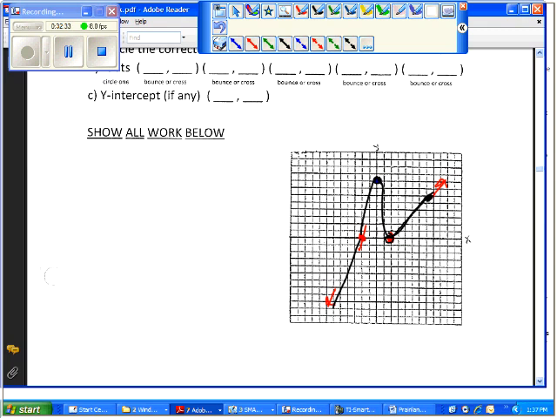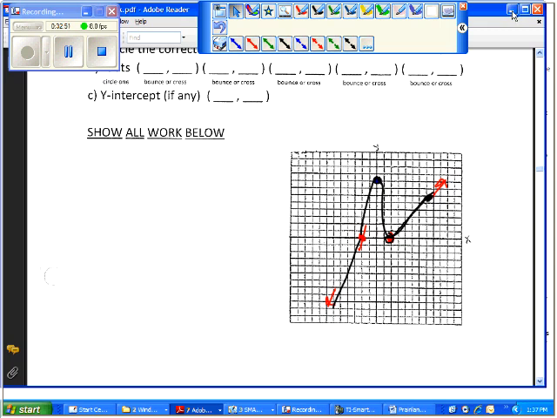So that gives us a general idea of what the graph of that cubic is going to look like. Okay? Any questions on that? These are cool problems, aren't they? Isn't this neat? We're graphing all kinds of stuff.